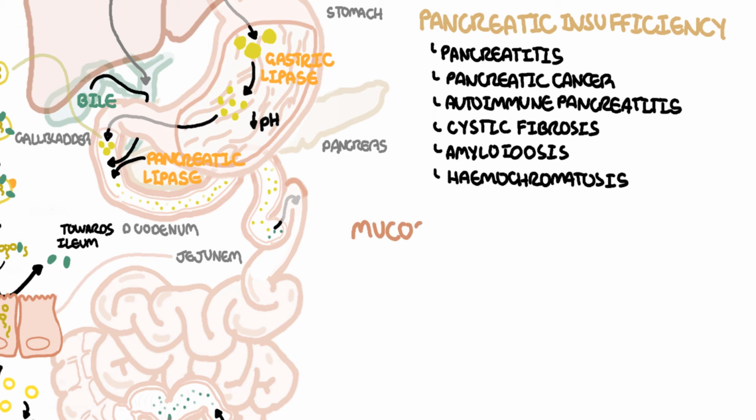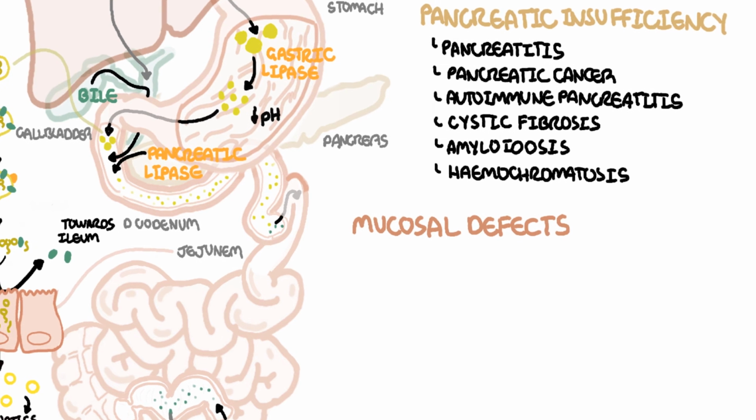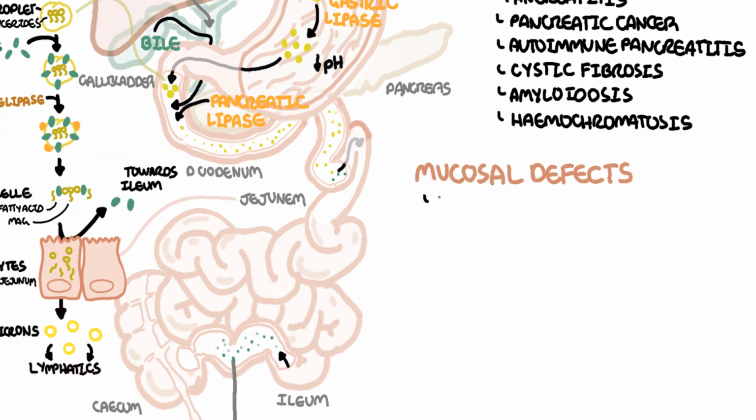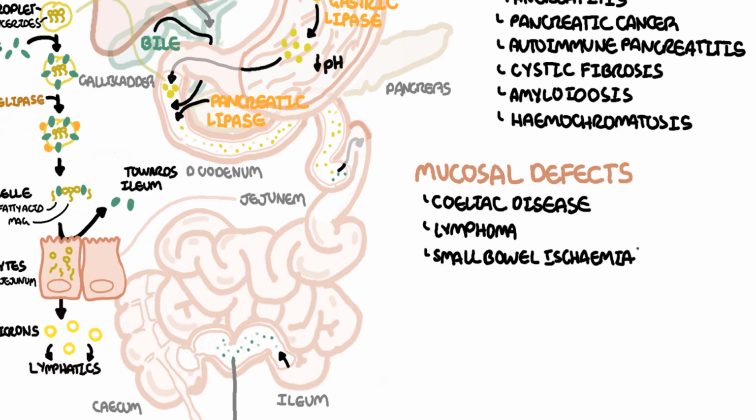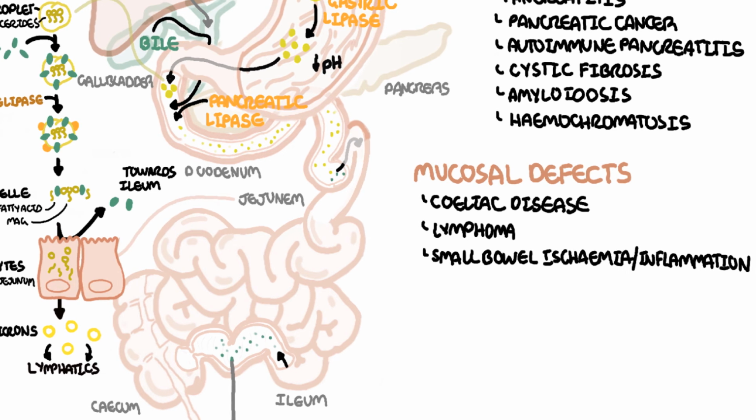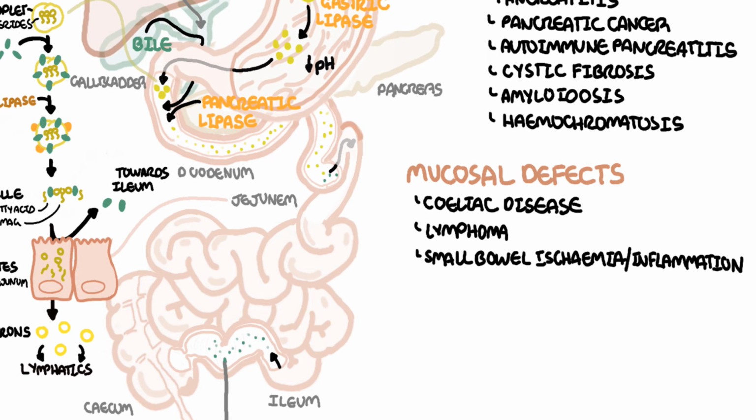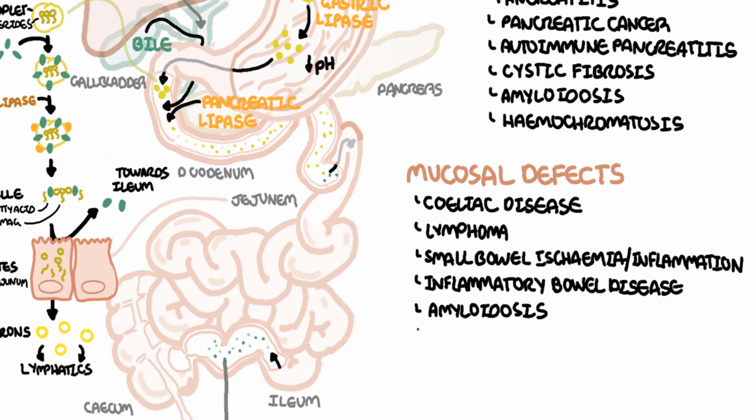Another category are mucosal defects, so disease involving the small intestine, the epithelial lining. So celiac disease causes villous atrophy, lymphoma. You have small bowel ischemia or inflammation resection, so you can't absorb anything. Inflammatory bowel disease. Infiltrative diseases such as amyloidosis and hypogammaglobulinemia. And Whipple's disease.